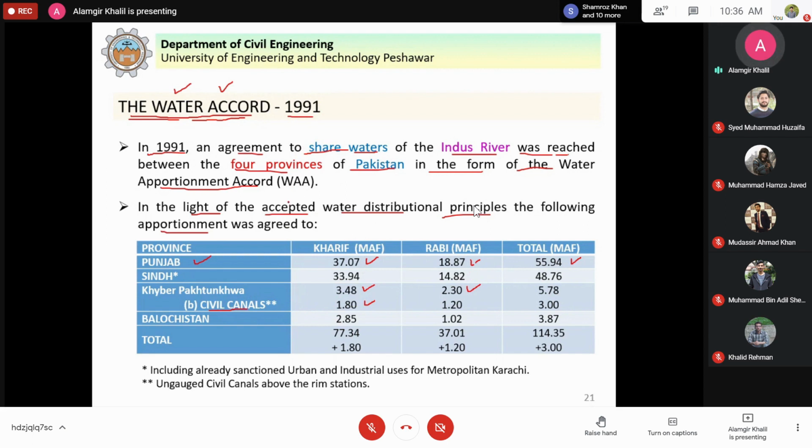So you can find a lot of detail about the Indus Water Treaty and the Water Accord from the internet, from different websites.